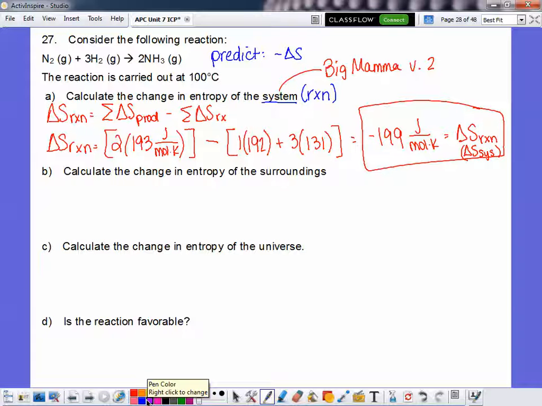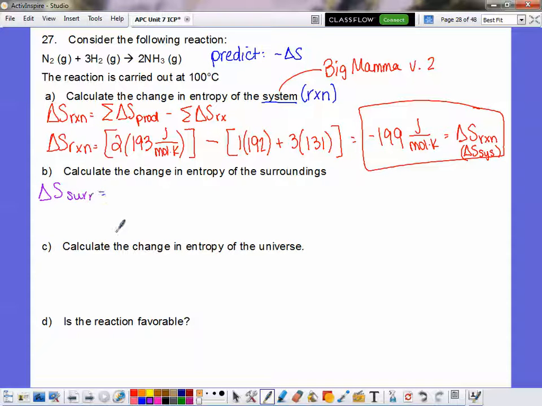So calculate the change in the entropy of the surroundings. Well, the entropy of the system and the surroundings are not necessarily going to be the same magnitude, opposite sign, because there's other stuff going on. So delta S of the surroundings, this was in the reading at the beginning of chapter 17.